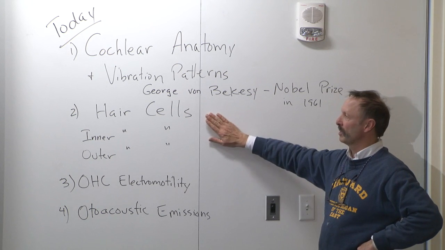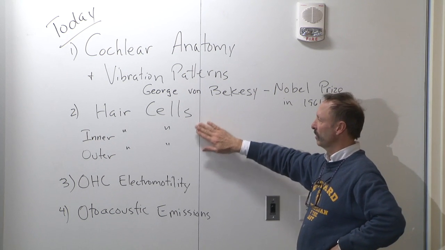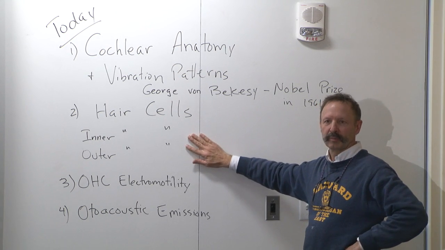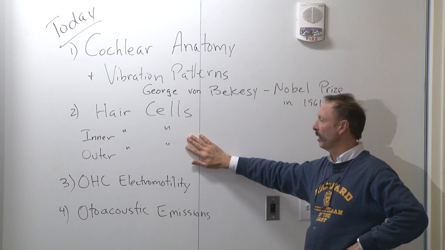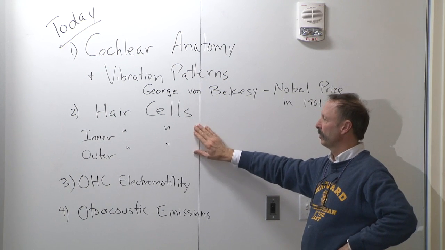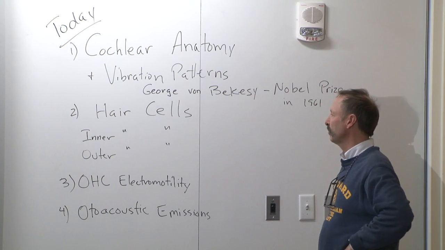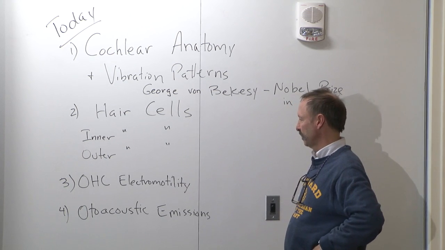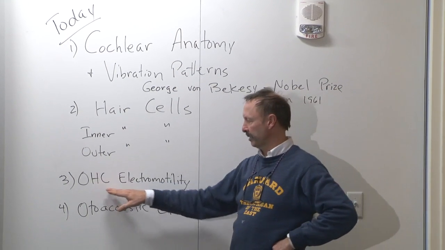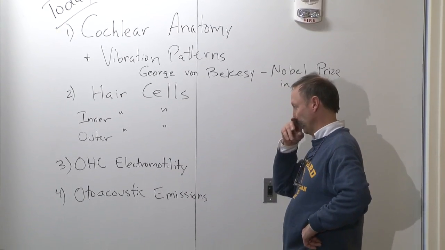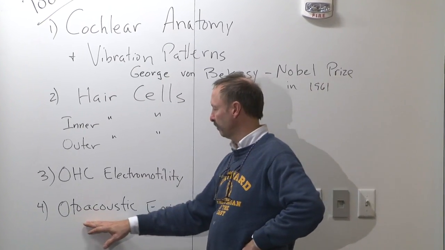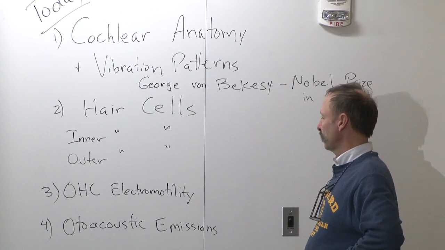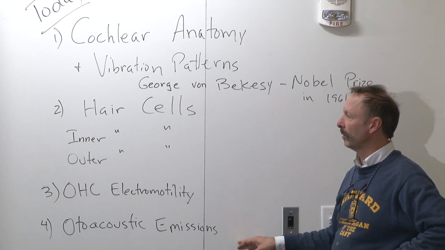Then we'll talk about the receptor cells for hearing, which are inner hair cells and outer hair cells. There are two types, a little bit like you had the rods and cones in the retina. But these have very different and complementary roles, and we'll talk about the separate functions of those two types of hair cells. We'll talk about the outer hair cell electromotility. We'll go into what that is. And finally, if we have time, we'll end up with otoacoustic emissions, which are a very interesting research and clinical tool for testing hearing.